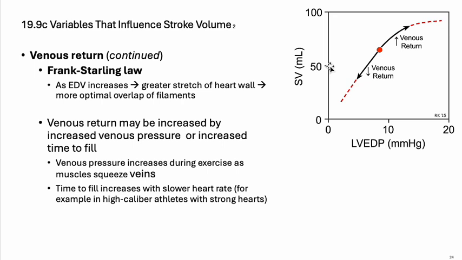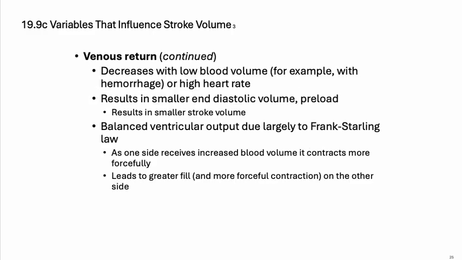It goes down. So it's this idea of the heart being able to accommodate more blood coming back and less blood coming back, and keeping stroke volume roughly the same, or keeping it very similar, which then causes cardiac output to stay about the same. So again, things that influence stroke volume, again, venous return still. If you have less blood, then you may have less venous return, or if you have a higher heart rate.